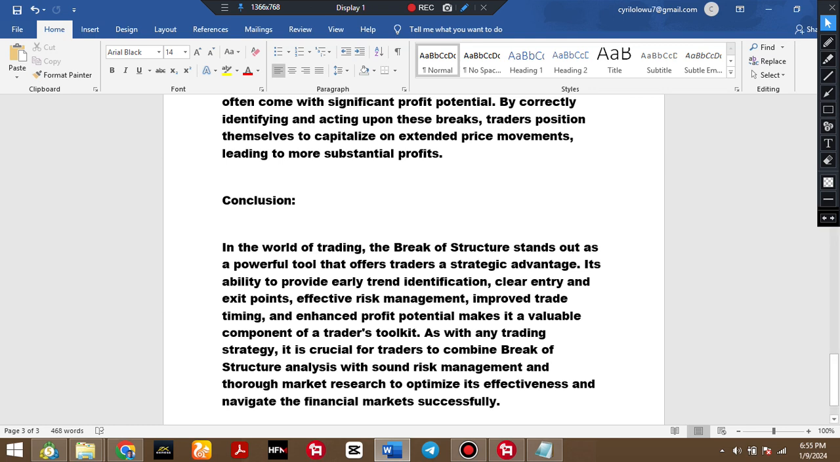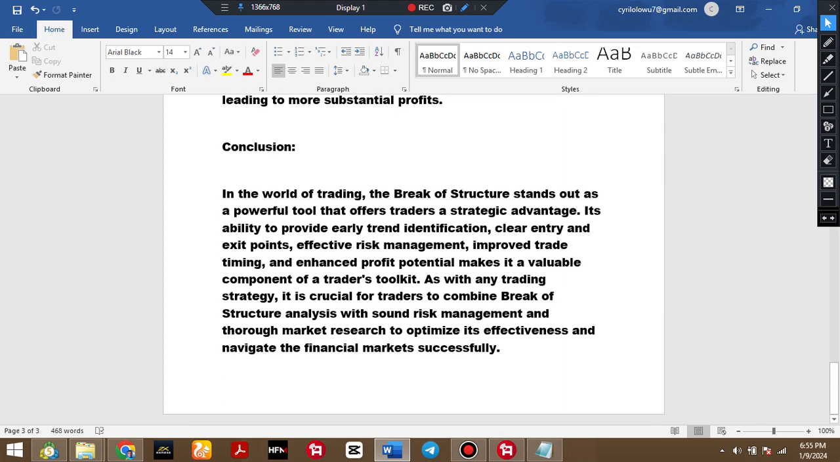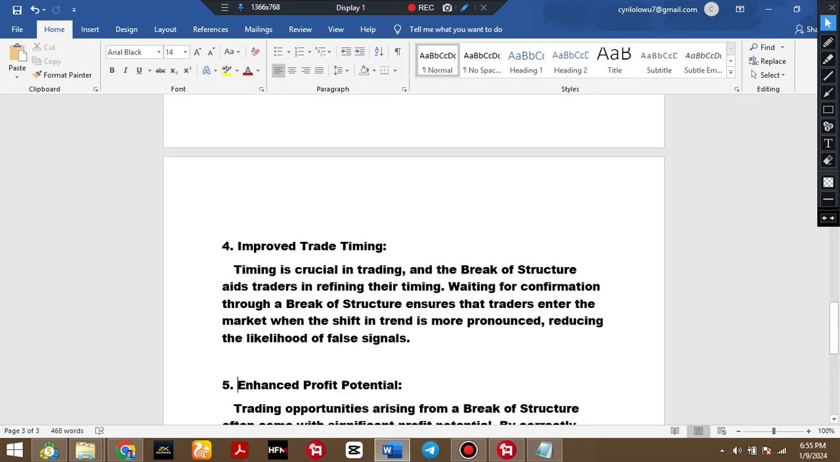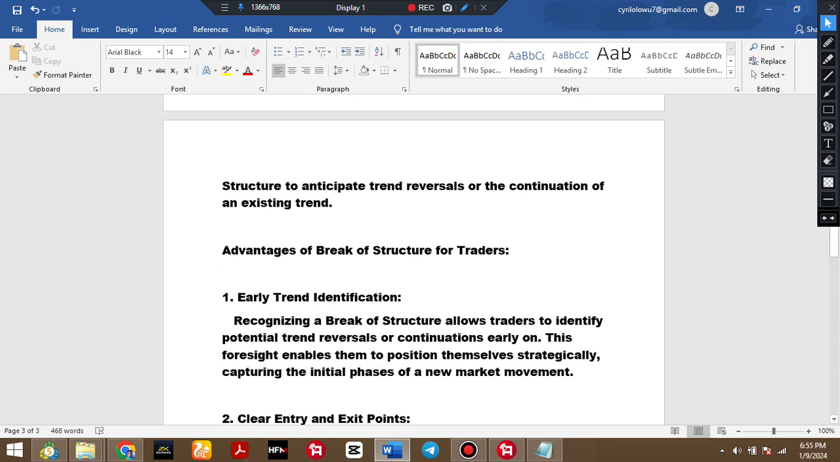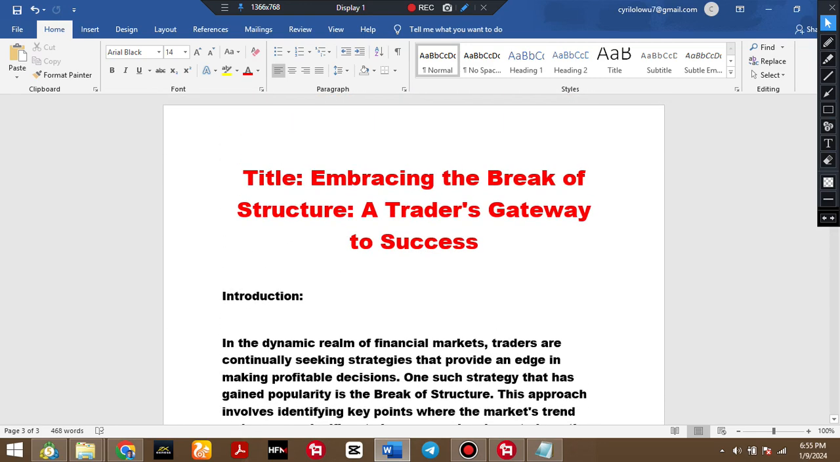As with any trading strategy, it is crucial for traders to combine break of structure analysis with sound risk management and thorough market research to optimize its efficiency and effectiveness, and navigate the financial market successfully. So that is all about understanding what market structure is and the advantage. Now, in practical terms, what is this market structure? How can you identify it as a trader? That is where we go into the practical aspect.